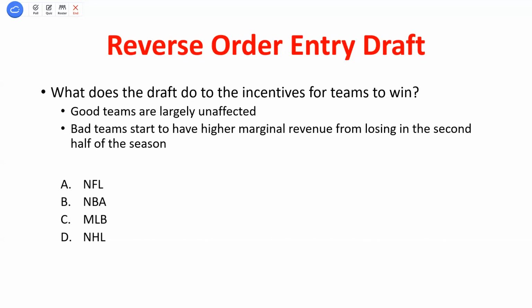So what part of the season would you expect a reverse order draft to have more of an impact on? Beginning, middle, end of the season?